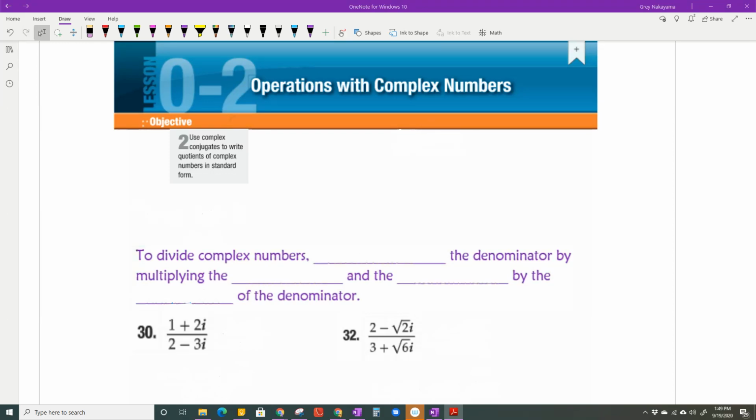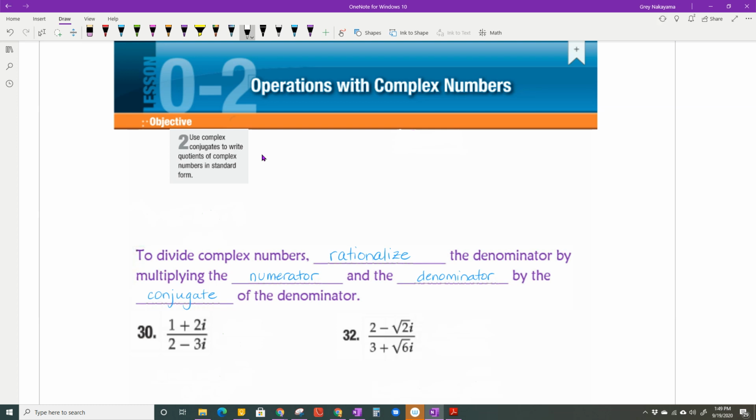Okay, today's lesson is 0-2b, which is the second part of operations with complex numbers. And we're going to actually use something called complex conjugates to write the quotients of complex numbers in standard form. Okay, so to divide complex numbers, we have to rationalize the denominator by multiplying the numerator and the denominator by the conjugate of the denominator.